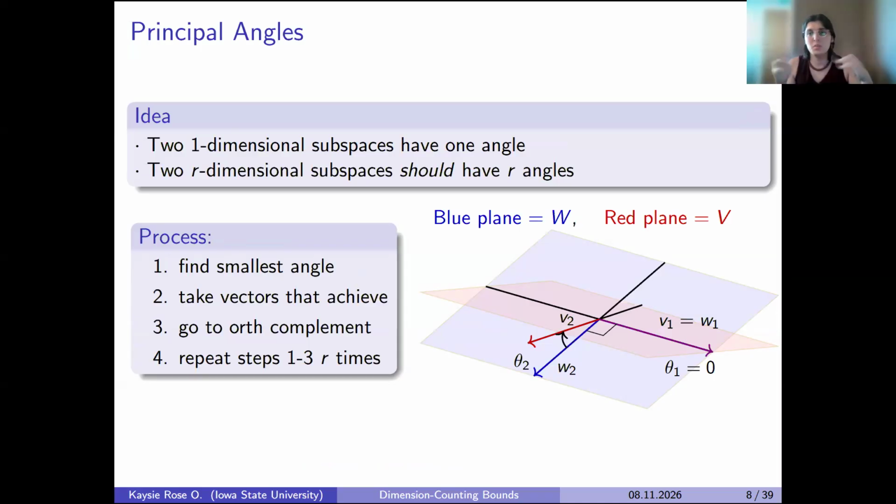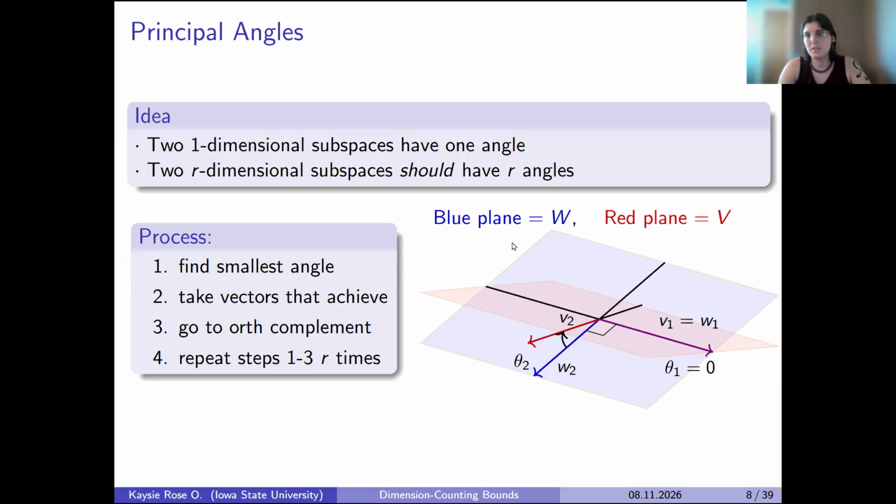So if you have two one-dimensional subspaces, two lines, morally, or as far as we're concerned, there's one angle between them, the acute angle. We're not really concerned at all with its supplement. So morally, we would want two r-dimensional subspaces to have r angles between them. And the way we get those r angles is this recursive process, which we're not going to worry about too much, but we're just going to take a look.